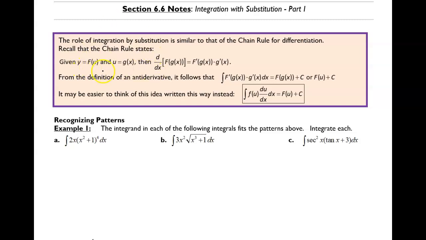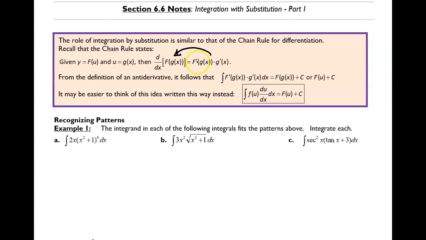So if we're given that y is f of u and u is g of x, in other words, we just have f of g of x. When I take the derivative of the outside, I leave the inside the same, then I multiply by the derivative of the inside. And so if I want to do an antiderivative, that just means taking this and going backwards.